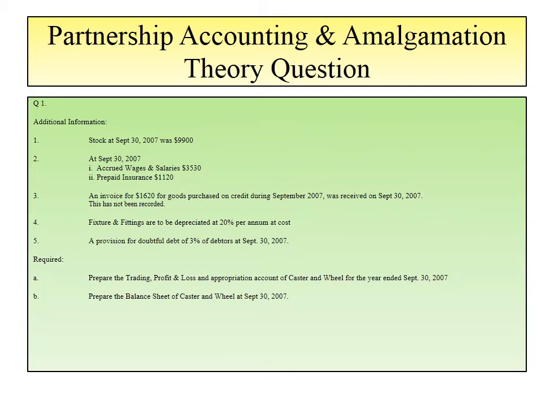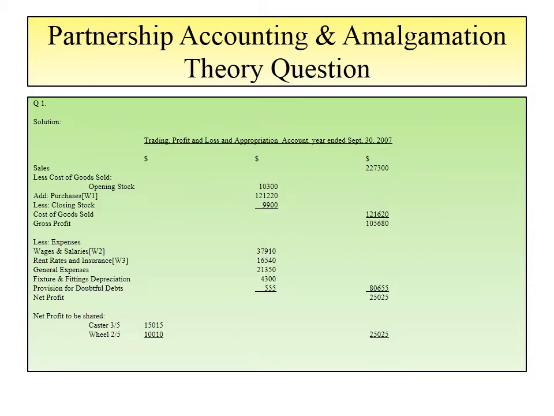Fixture and fittings are to be depreciated at 20% per annum, and provision for doubtful debt 3% of debtors. It is also to be accommodated. This is the additional information. Now what we have to do is prepare the trading profit and loss and appropriation account for both the partners and the balance sheet. Okay, now we go to the solution.